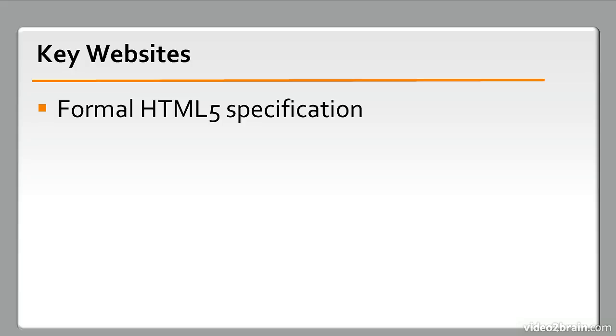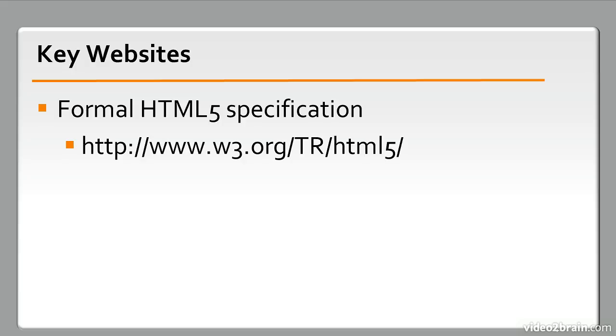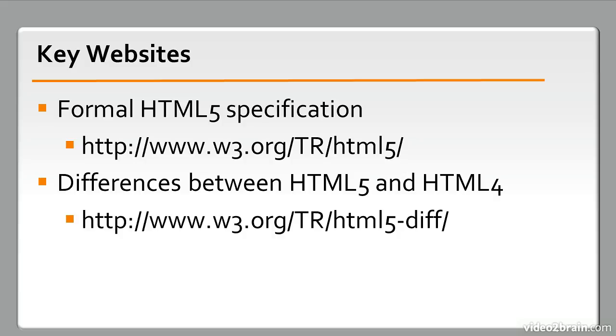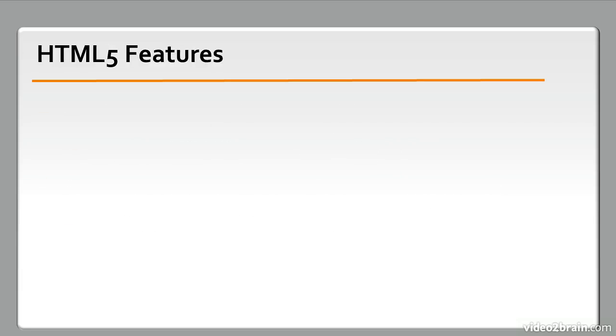So a few key websites that you might want to have a look at. The formal HTML5 specification is here. This is the World Wide Web Consortium's website. It's definitive and detailed, but like most specifications, it can be quite hard to read for the uninitiated. Perhaps another website you might find more useful is one that summarizes the differences between HTML5 and version 4. So if you're fairly comfortable with HTML already, then you might prefer this website to get an inkling of what's new in HTML5. So let's discuss some of the new features that we have with HTML5.